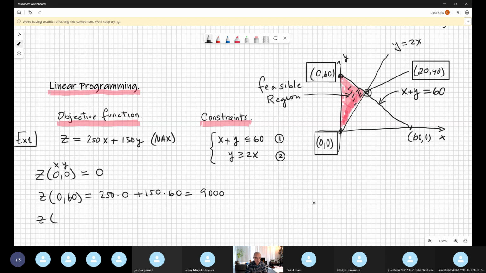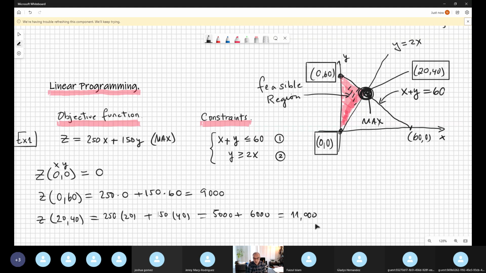And let me evaluate the other one, which is 20,40. So 250 multiplied by 20 is 5,000, plus 150 multiplied by 40 is 6,000. So 11,000. Okay, so I discovered, wow, fantastic. The maximum occurred at that point.